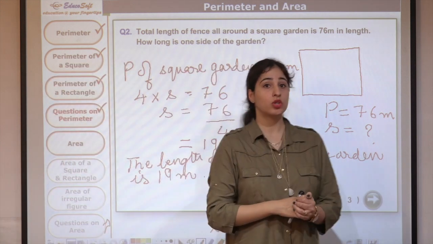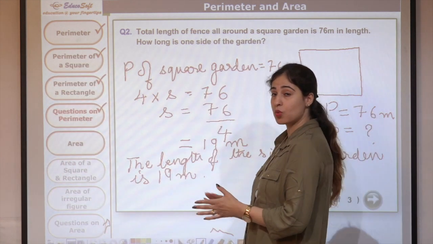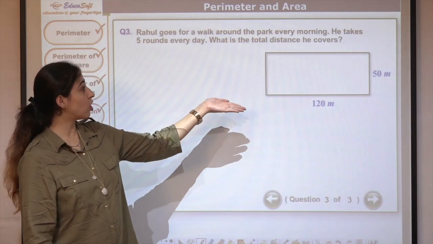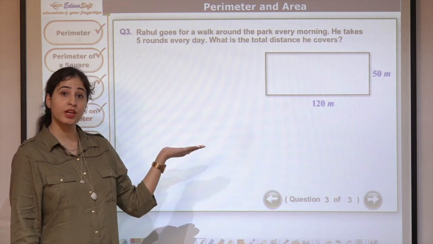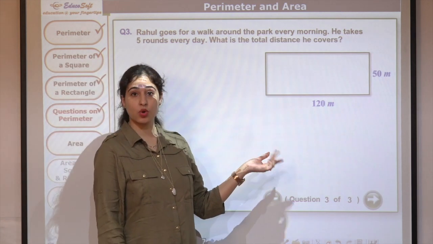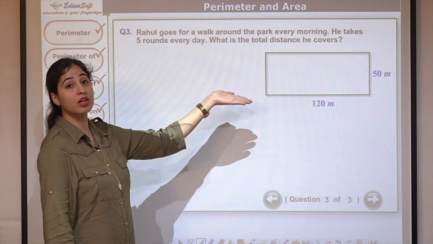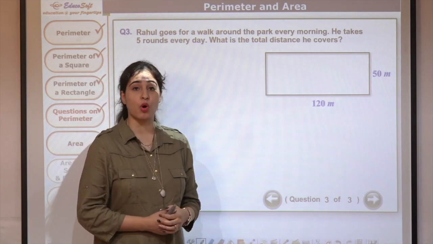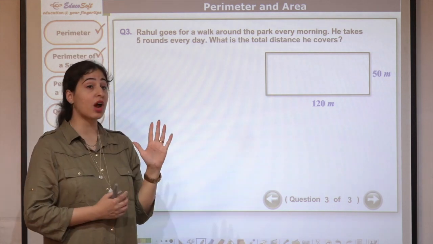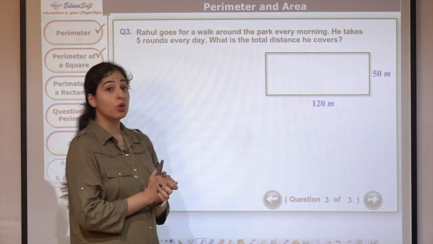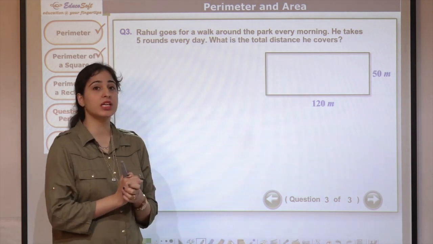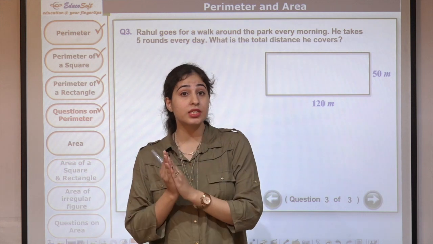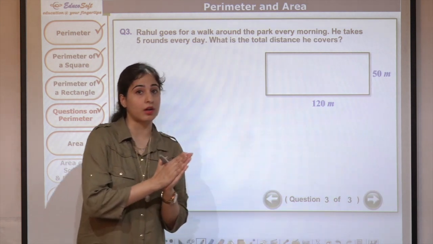Let us move on to our final question, last question, word problem. Okay, let us solve this word problem. In this the figure is given, so we will quickly solve it. Half the work is done. Rahul goes for a walk around the park every morning. He takes 5 rounds every day. What is the total distance he covers? Distance he covers. So, to find the distance, we find the perimeter of the park.